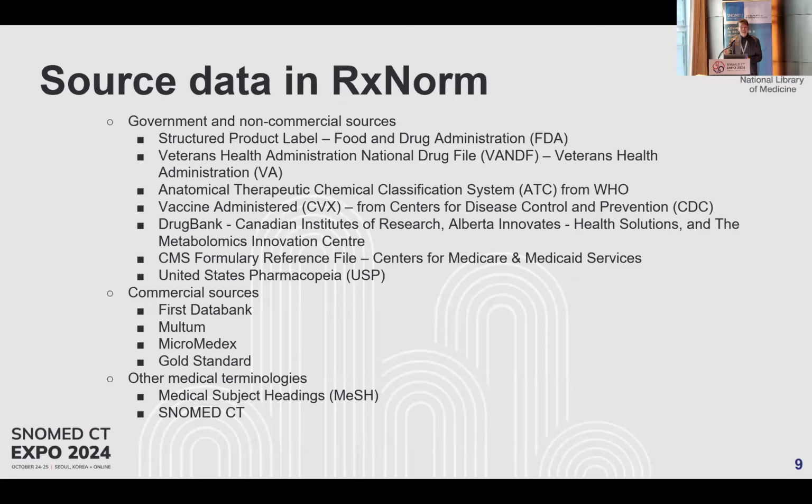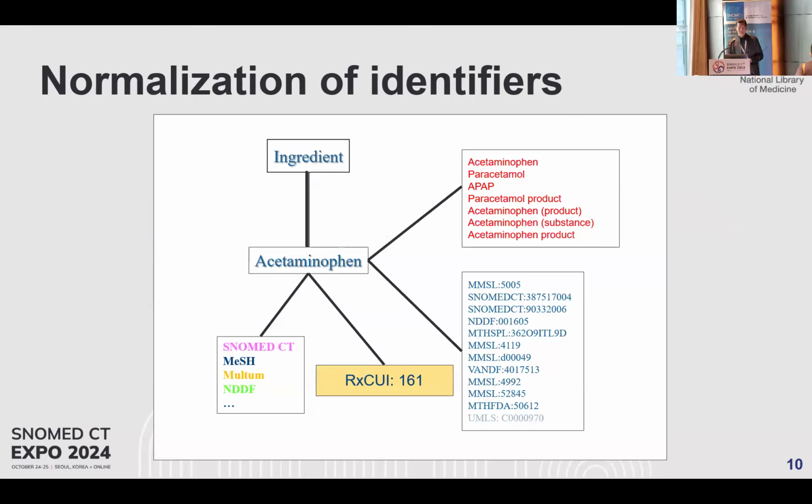So the government sources, I will not read the list here. They include the FDA's structured product label for every drug, and even outside the US, DrugBank as a resource, and the ATC, the Anatomical Therapeutic Chemical Classification System from WHO, and other sources as well. And from commercial sources, we've included First Data Bank, Multum, Micromedex, Gold Standard, and so on. And for terminologies, we have incorporated content from MeSH, the Medical Subject Headings, and also from SNOMED CT as well.